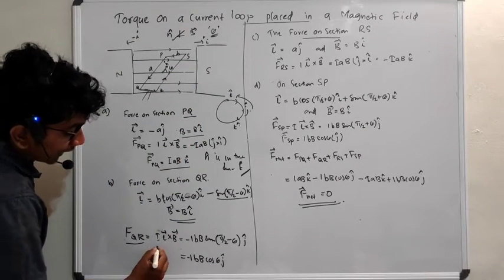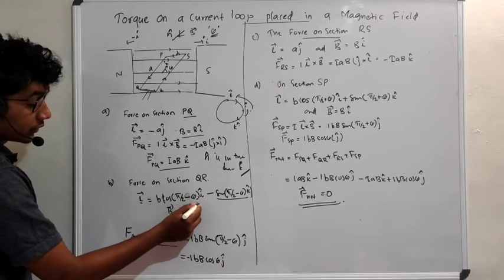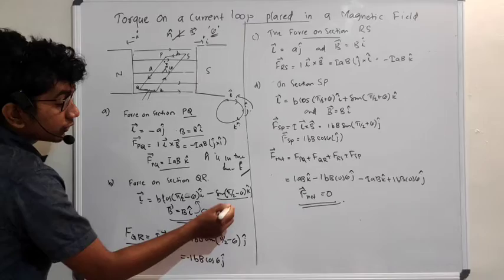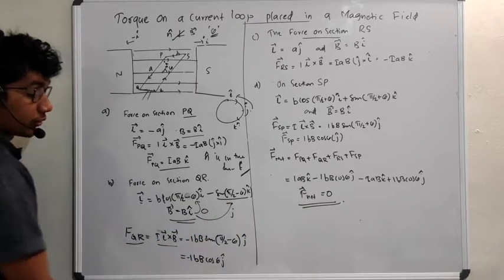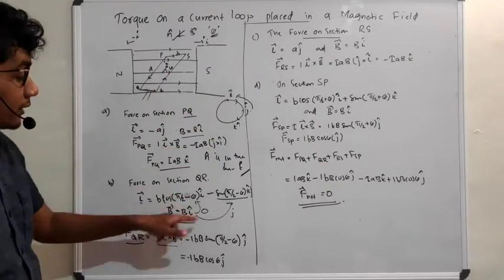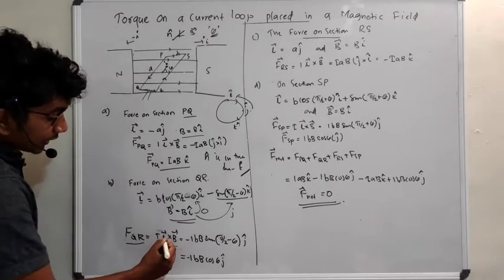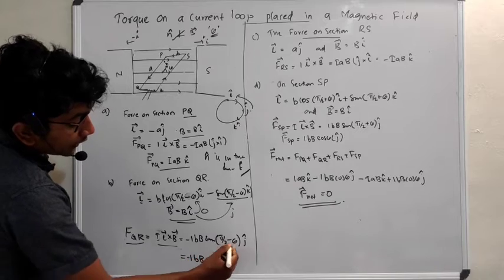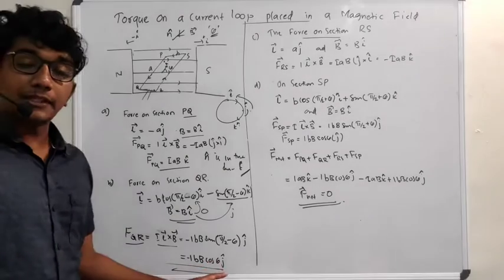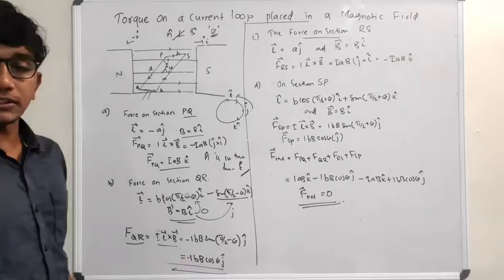F QR is equal to I L cross B. That is I L B sin(pi/2 - theta) j, because the other two components will be 0. When you take i cross i, it is sin 0, so that is 0, and i cross k gives j. So I into L cross B gives I L B cos theta j, because sin(pi/2 - theta) is equal to cos theta.